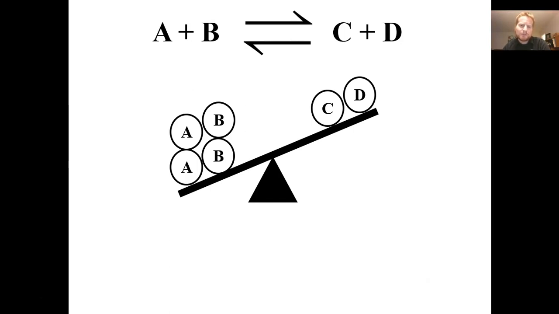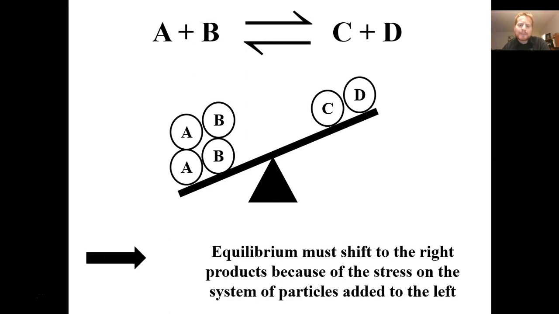So the answer to this one, what happens when you add more A and B? The equilibrium must shift to the right, which is the product side, because the stress on the system, the particle, is added to the left. So the equilibrium shifted to the right in order to correct the seesaw, in order to make things equal out again.